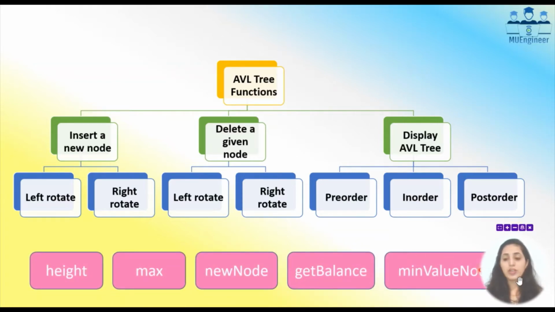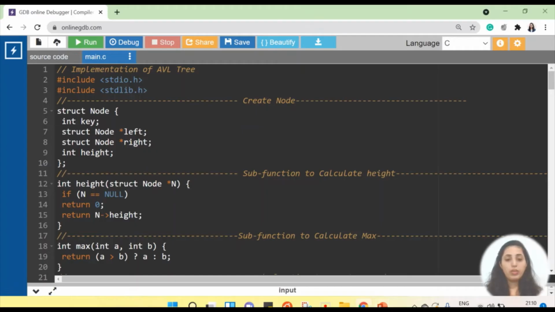Now these are the extra functions, or the sub-functions, which are used in this particular program. For example, height, max, new node, get balance, and minimum value node. Okay, so now let us go ahead and understand it all with the help of the code.